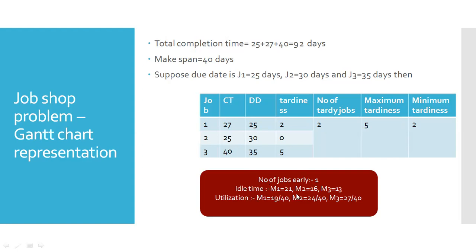Idle time for machine 1 is 21, for M2 it is 16, for M3 it is 13, and utilization will be total busy time divided by the makespan. We have taken the makespan of 40 days, so 19 divided by 40, M2 24 divided by 40, and M3 27 divided by 40. That is the utilization of the machine with respect to making the job.